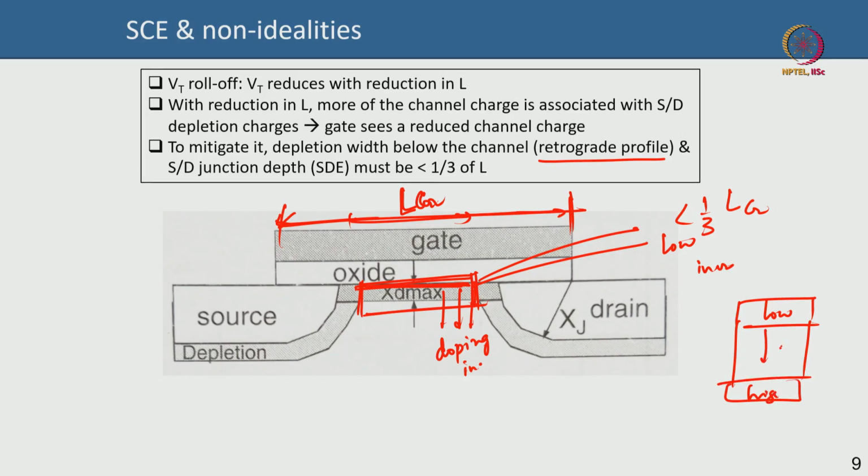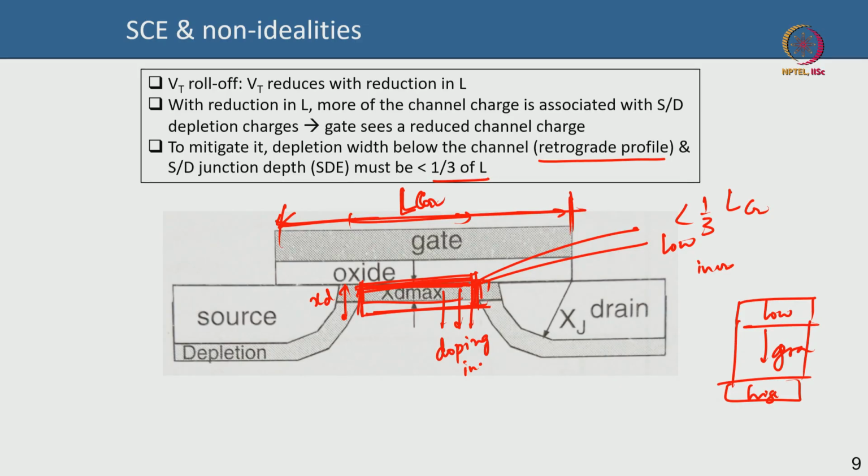You gradually increase the doping. So that is called a retrograde doping profile, because from the bottom to the top the doping is actually decreasing. So that doping profile is found to have reduced depletion. Okay, you have the depletion width in this direction, this depletion width X depletion actually is lower in that retrograde profile, and it can be tuned to be lower than 1 by 3 of the gate length.